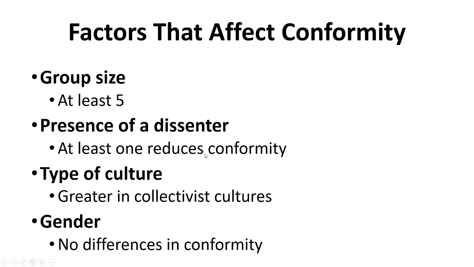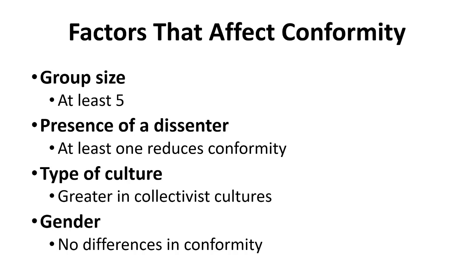Now, what factors influence whether you go with the group or if you say the real correct answer? We can talk about things like group size. So if you're in a group of only like 1 or 2 or 3, then you're probably going to say what you think is right. But as the group gets larger, as you get up to at least a group size of about 5, it becomes more likely that people are going to go along with the group, even if they think the group is wrong.